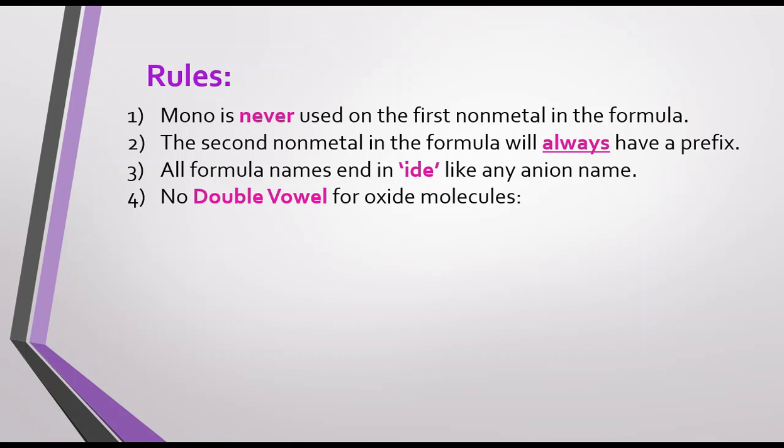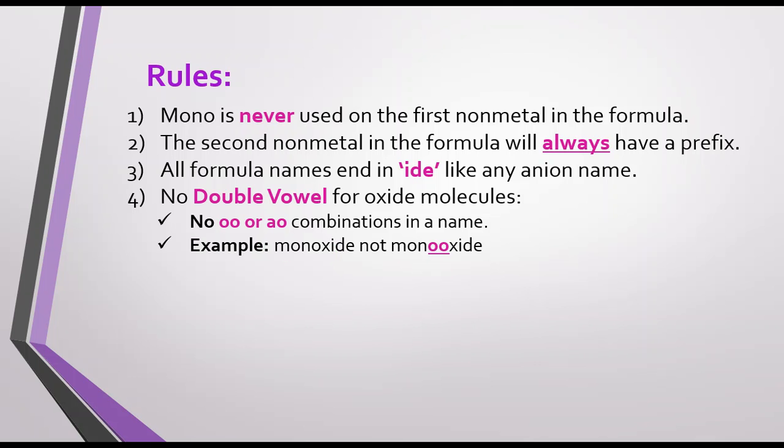No double vowels for oxide molecules. So what do we mean by that? No OO or AO combinations in the name. Let's look at that. An example would be monoxide and not monooxide. So there's no OO here. We just go monoxide. We take out one of the O's. Another example of that would be tetroxide. We don't say tetraoxide, we say tetroxide. So it looks more like this over here. So this is a no, this is a no. No double O, no AO.